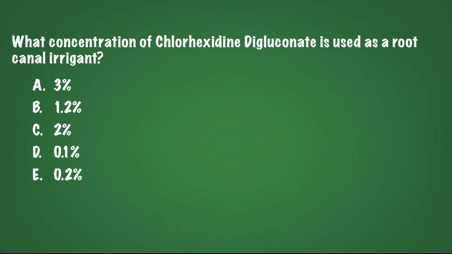What concentration of chlorhexidine digluconate is used as a root canal irrigant? The answer is C, 2%. At this concentration, it is very useful against E. faecalis, a notorious pathogen associated with RCT failures.